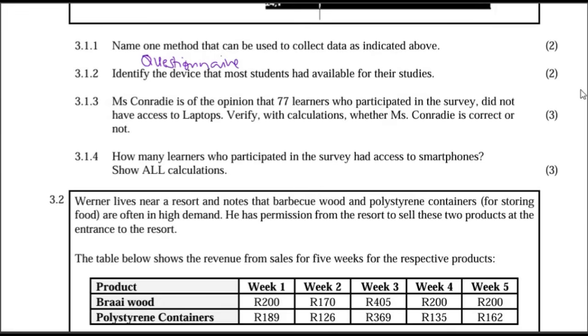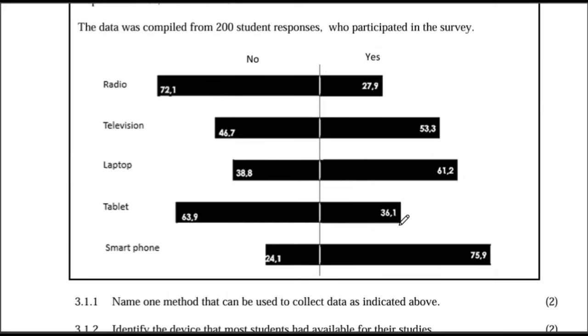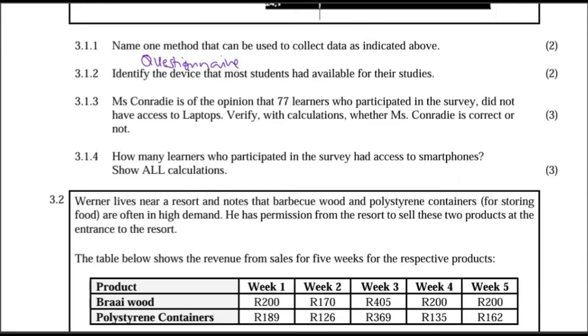Identify the device that most students had available for their studies. Which one has the largest number? The yes means they had. The no, they never had. Okay, they have a smartphone. So the answer here is supposed to be smartphone.